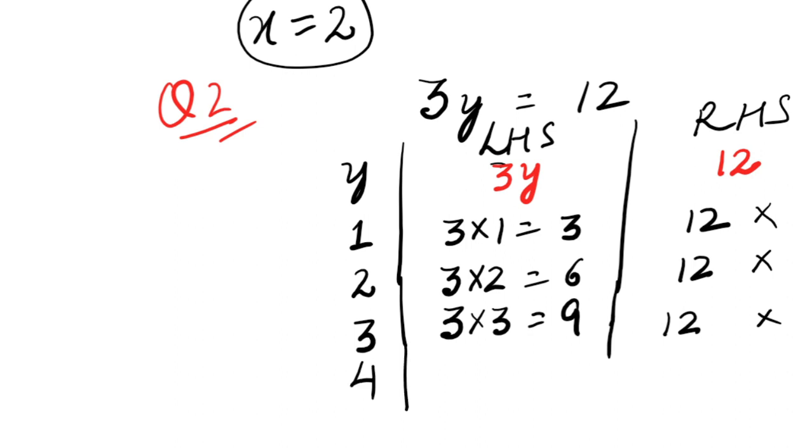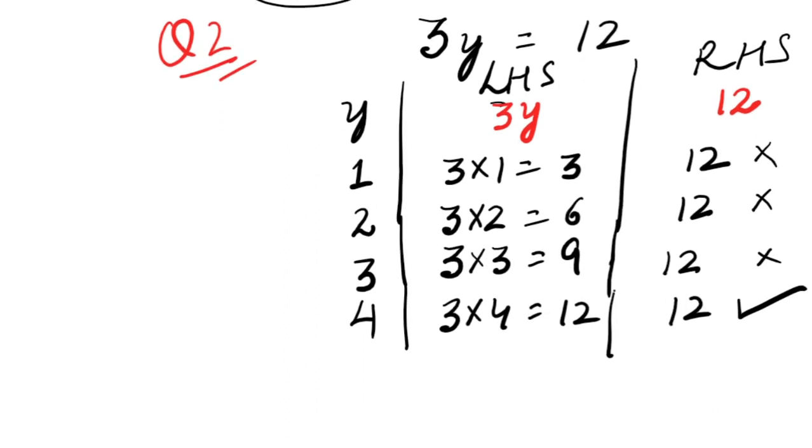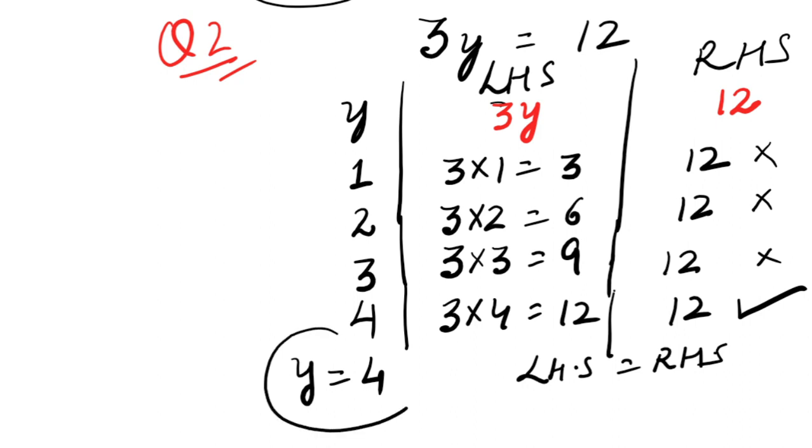Now I put the value of y as 4. So 3 fours are 12. So yes, here the left hand side is equal to the right hand side. So I stop here for this particular value of y. What is the value of y when left hand side is equal to right hand side? The value of y is 4. So the solution of the given equation is y is equal to 4.